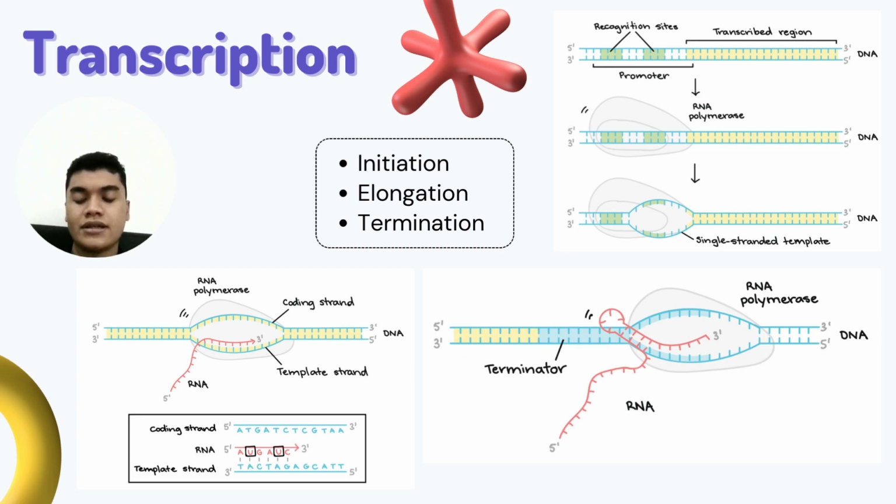The last one is termination. Sequences called terminators signal that the RNA transcript is complete. Once they are transcribed, they cause the transcript to be released from the RNA polymerase. An example of a termination mechanism involving formation of a hairpin in the RNA is shown below.